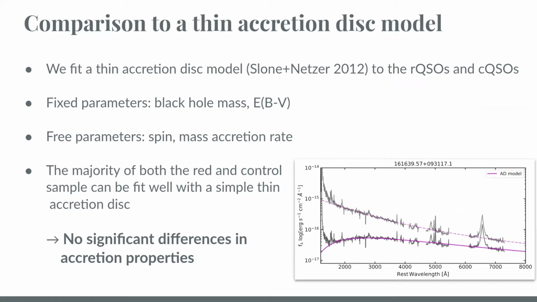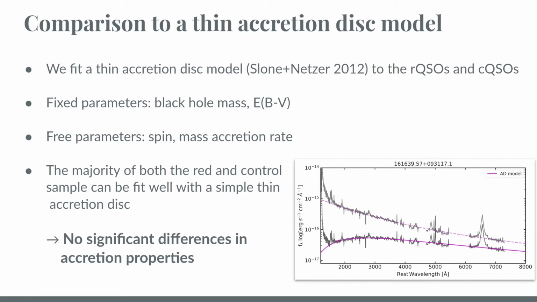The last bit of analysis we do is comparing the accretion properties between the red and the blue. To do this, we fit a simple thin accretion model, the Slone and Netzer model, to both of our samples. We fix the black hole mass that we estimate from the H alpha line, and we fix extinction, which we get from our extinction curve analysis.